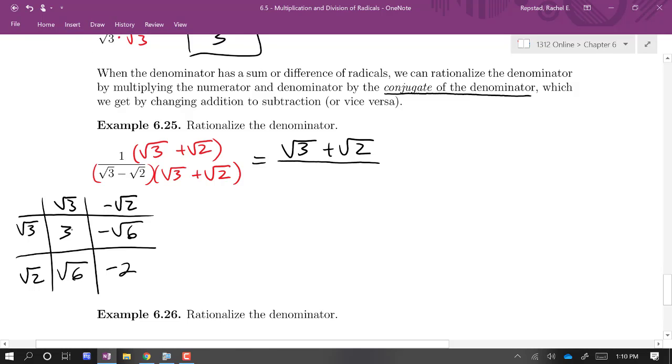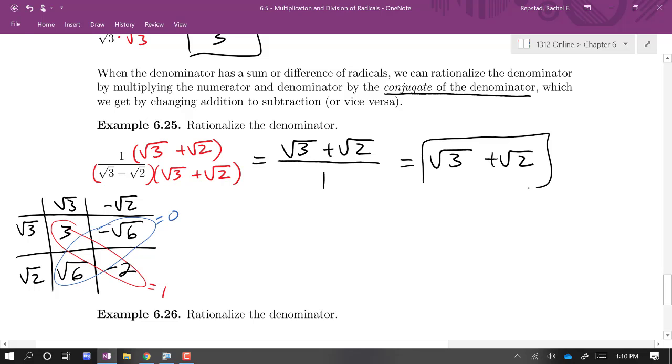We have our like terms, so here are the constants, the rational part, right? The part with no radicals, 3 minus 2 is equal to 1. And root 6 minus root 6, well, that's equal to 0. So this product is just equal to 1. And of course we would write this in a simpler way by just calling it root 3 plus root 2.